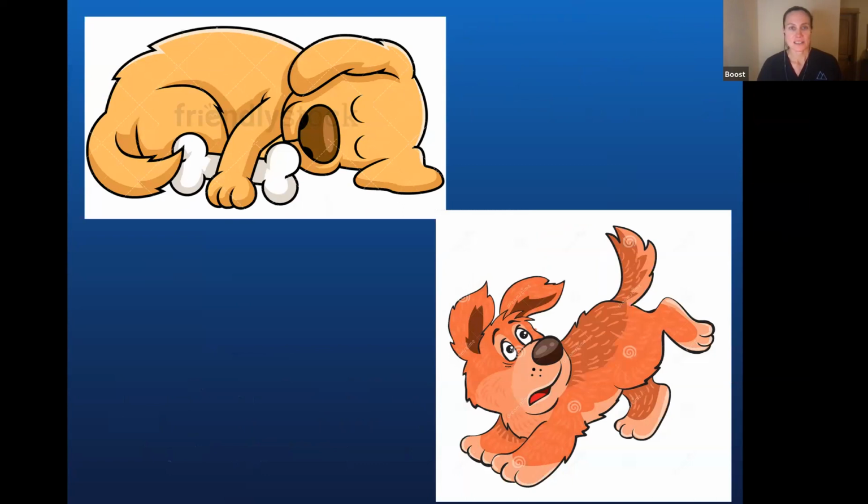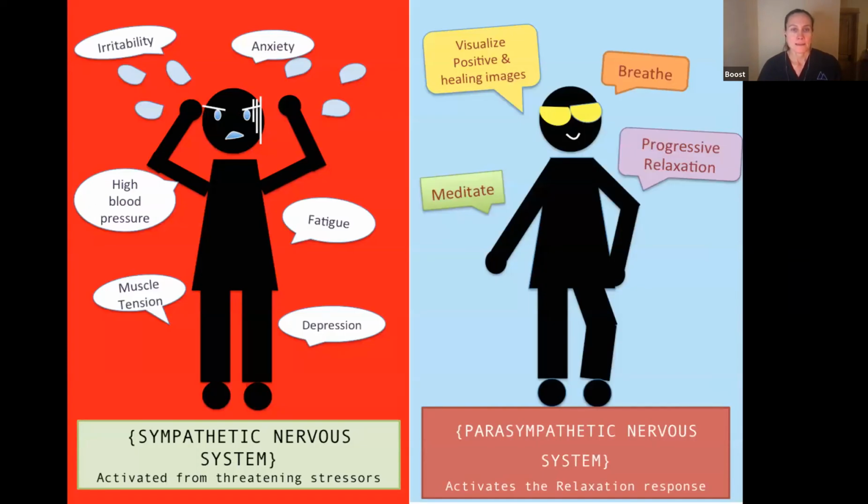The one that's all anxious is not. And so think about that with our nervous system. We want our nervous system to be chill, not like the puppy that's all worked up. Here's some other visuals to kind of help you understand the difference between parasympathetic and sympathetic.